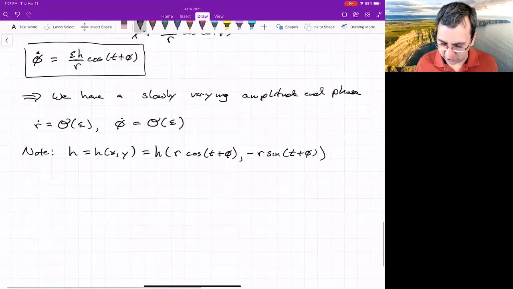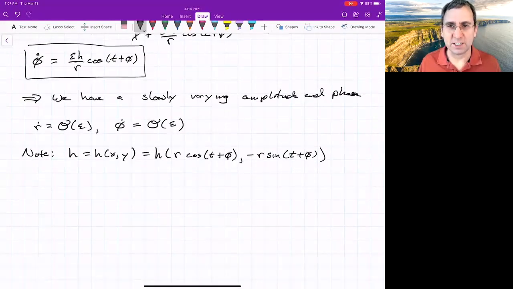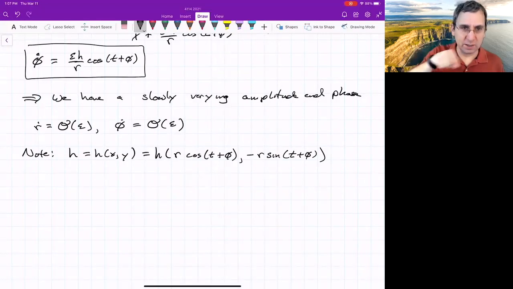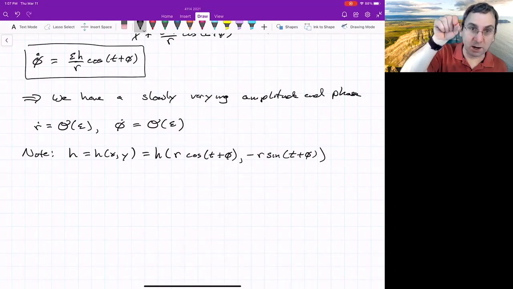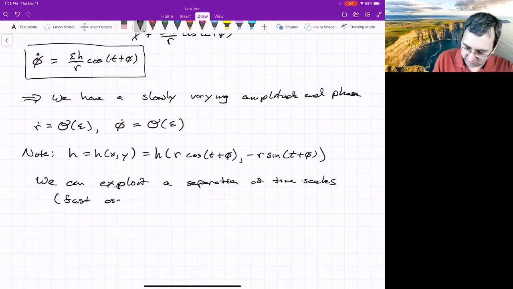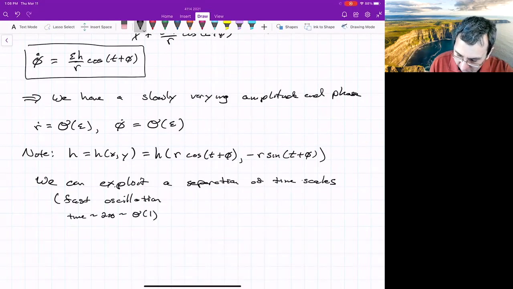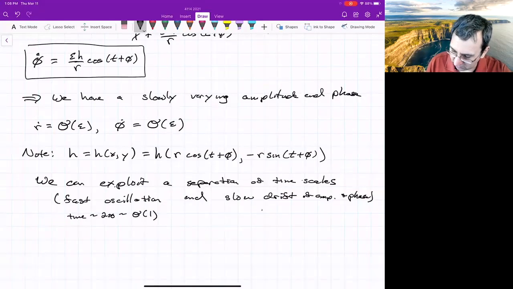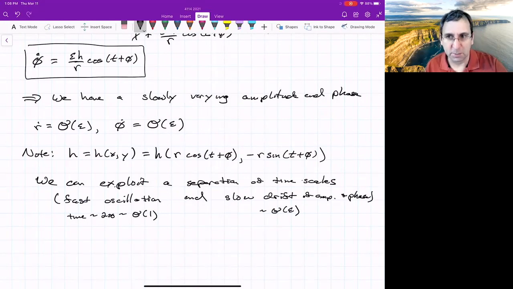So now we're going to use the idea that we have a separation of time scales. We've got fast oscillation. So in the phase plane, things are going around quickly, right? They go around approximately coming back every 2 pi. And so the two time scales are, we have fast oscillation, so it's time of about 2 pi, which is actually of order 1. And then a slow drift of this amplitude and phase, which is going to be of order epsilon. It moves slowly compared to the oscillations.